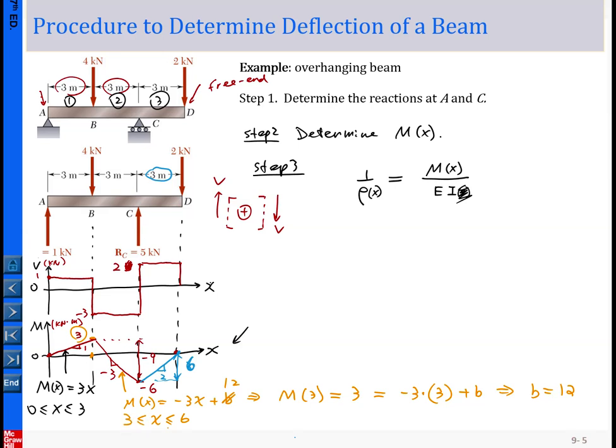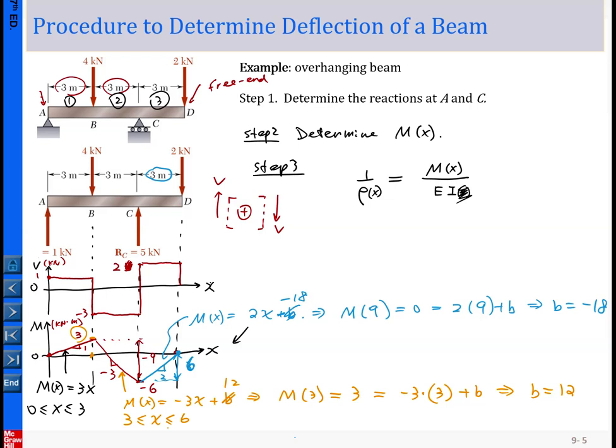Then you can repeat a similar process to find the m of x for the last case. Let me do it quickly. So that's 2x plus b. Again, for this case, m at this location x equal to 9 has value equal to 0. So basically 0 equals 2 times 9 plus b, so b equals minus 18.